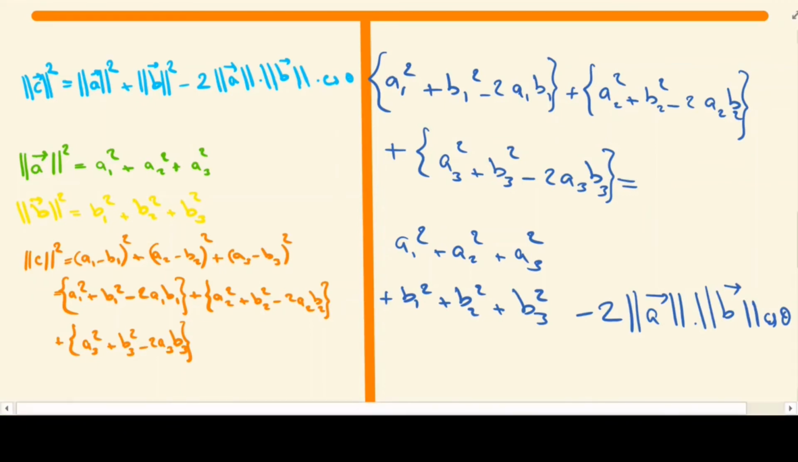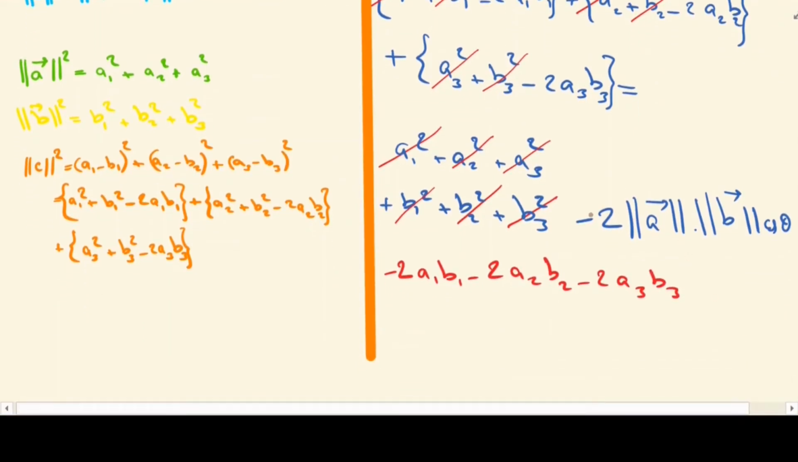So now let's see, hopefully we can cancel out some of these terms. For example, from the left hand side, A1 squared can be cancelled out with this term. B1 squared can be cancelled out from both sides. A2 squared can be cancelled out from both sides. B2 squared from both sides. A3 squared can be cancelled out from both sides. And similarly, B3 squared can be cancelled out from both sides. So from the left hand side we have minus 2 A1 B1 minus 2 A2 B2 minus 2 A3 B3. This was the left hand side, and from the right hand side we have just this last term, minus 2 length of A times length of B times cosine theta.